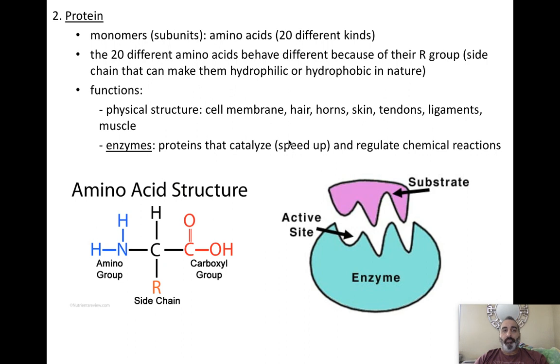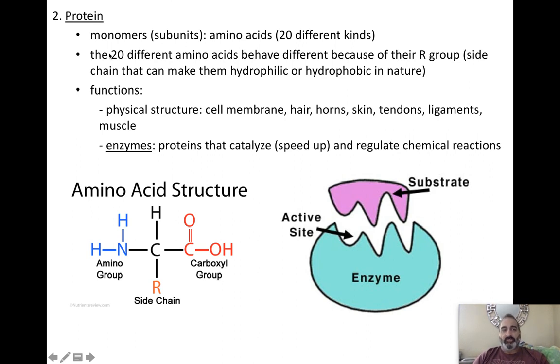Second macromolecule, protein. This is an organic macromolecule called protein. What are proteins made out of? They're made out of these things called amino acids. There's 20 different kinds. You can think of them as building blocks. There's 20 different kinds of blocks that you can build proteins out of. So basically, proteins can be built in many shapes and sizes.